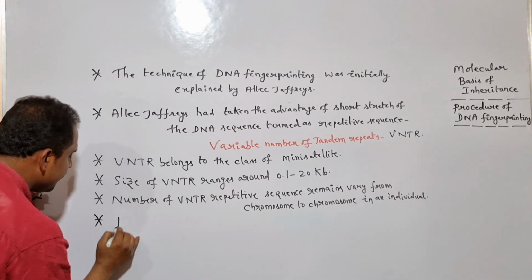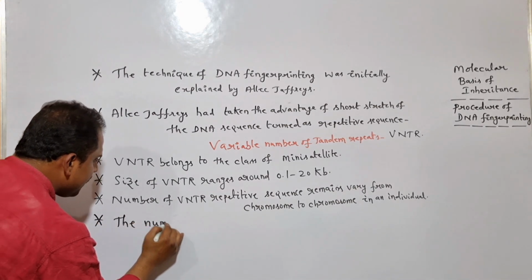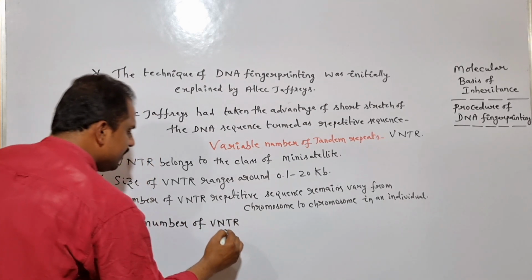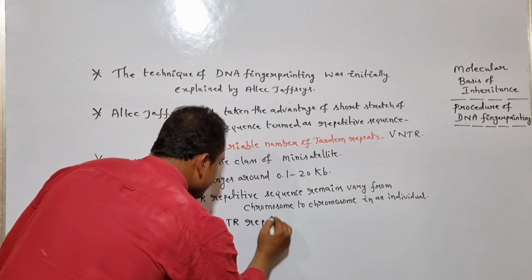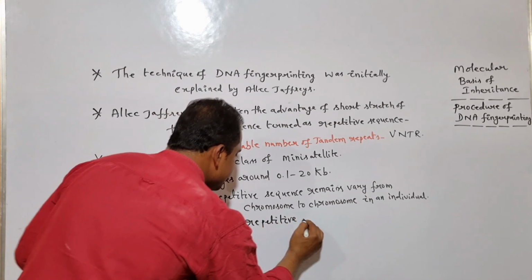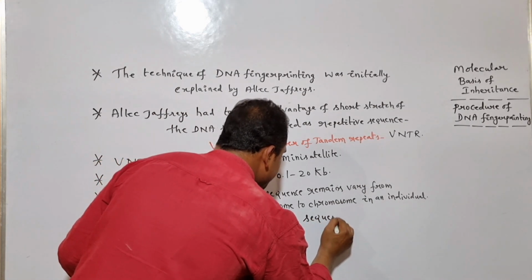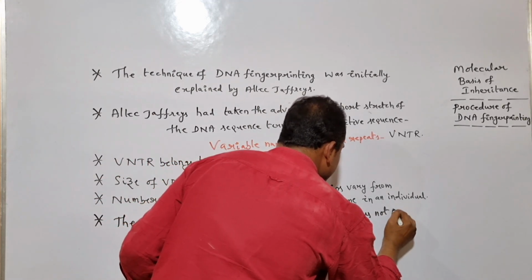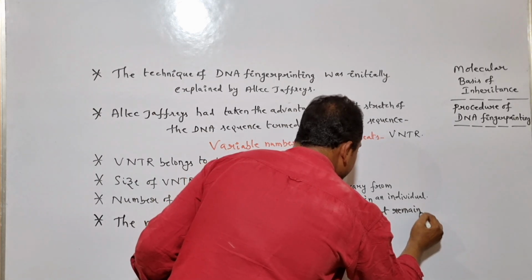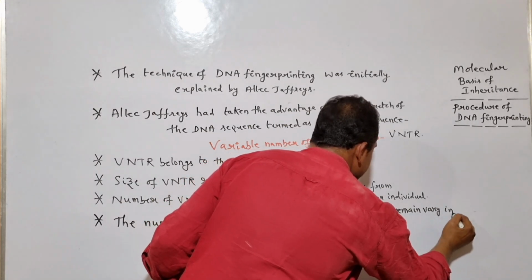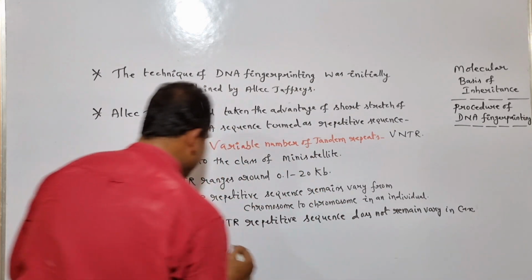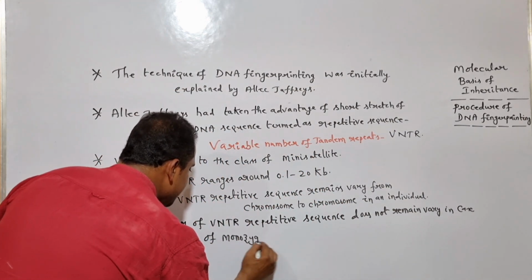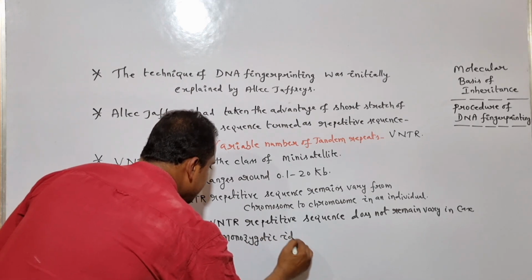The number of VNTR repetitive sequences does not remain the same; it varies, except in the case of monozygotic identical twins.